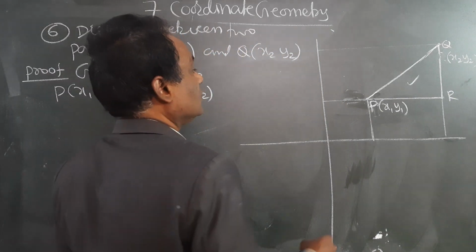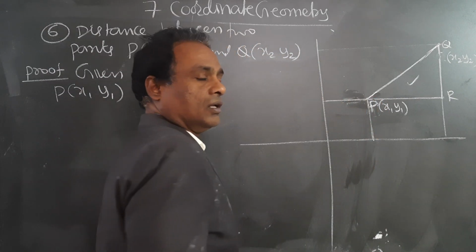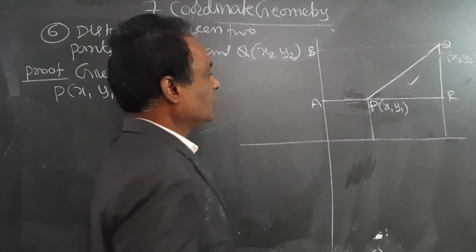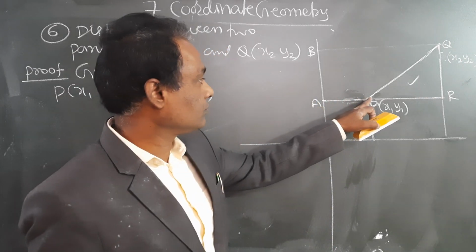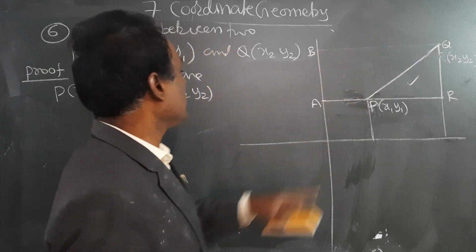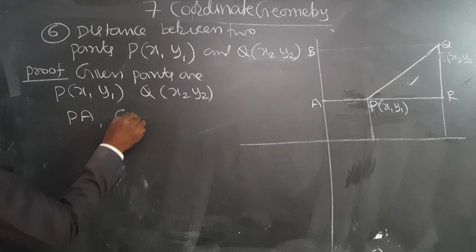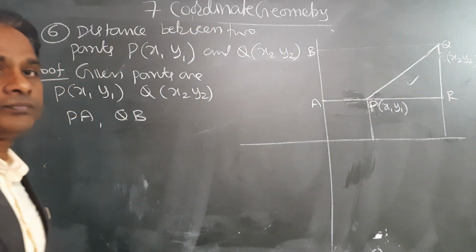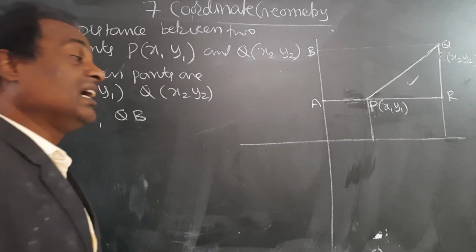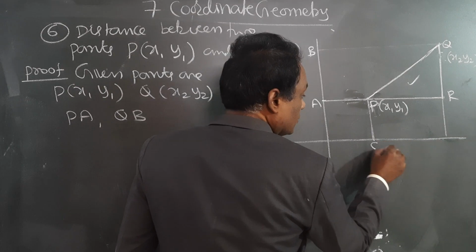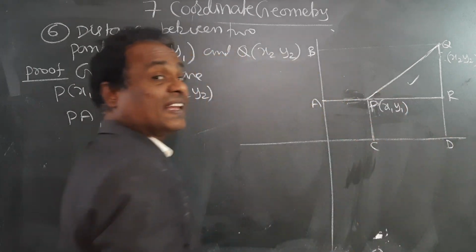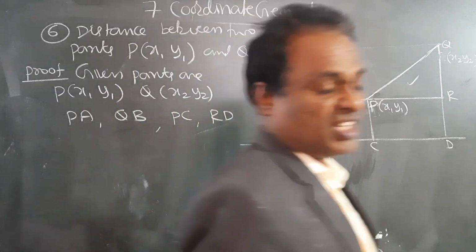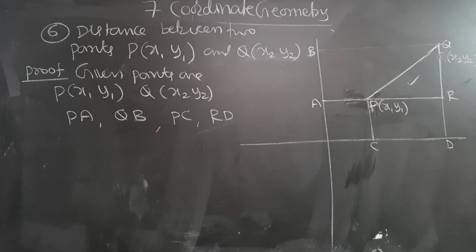Draw horizontal lines PA comma QB, and vertical lines PC comma RD. Write down vertical lines PC comma RD.